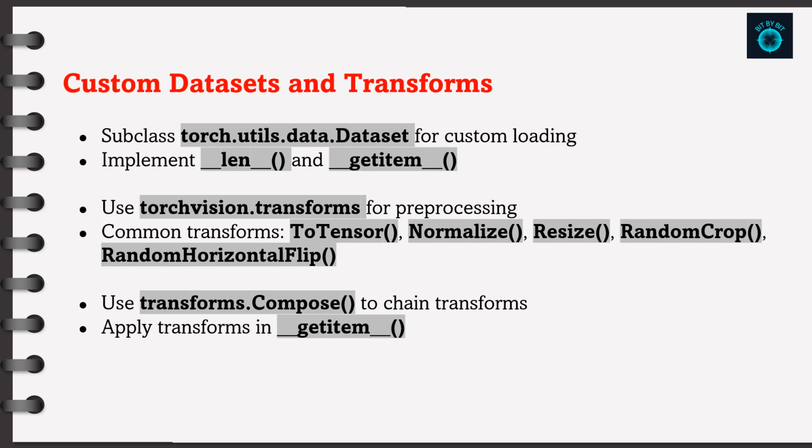For preprocessing, PyTorch provides a powerful set of tools in torchvision.transforms. Some commonly used transforms include ToTensor, which converts images to PyTorch tensors, Normalize to scale values, Resize, RandomCrop, and RandomHorizontalFlip, which are useful for data augmentation in computer vision tasks. To apply multiple transforms together, you can use transforms.Compose, which lets you chain transformations in order. These transforms are typically applied inside the __getitem__ method when returning each sample. Let's now look at a full code example using a custom image dataset and transforms.